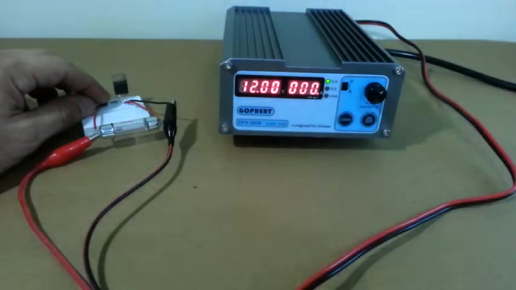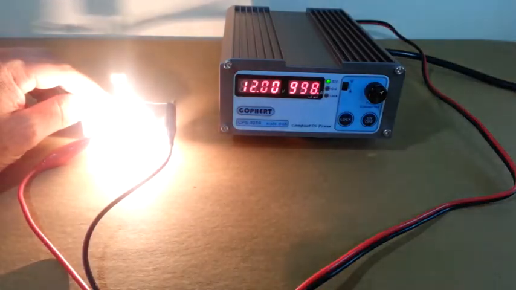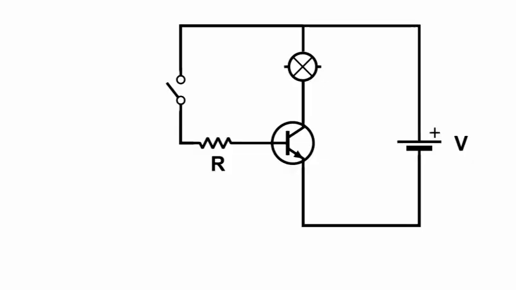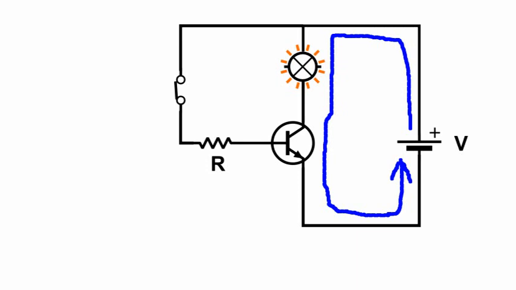This video will show you how to use a transistor as a switch. This is a typical circuit that uses a transistor to turn a lamp on and off. When the physical switch is closed, a current IC circulates through the lamp and the transistor.